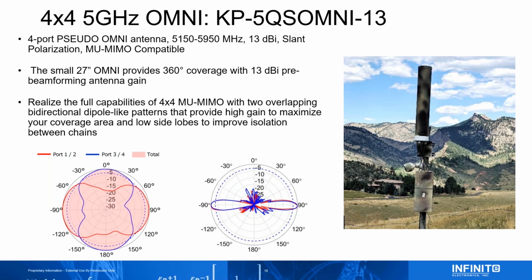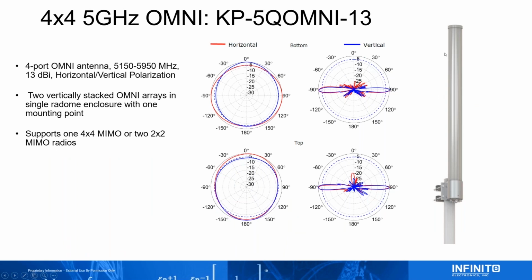Now, we did release in the meantime an antenna that we knew very well how to build. So we released this already. It's in stock. This is a 4-port 5 gigahertz Omni, but it's H and V polarization. Same game, 13 dBi. But what we did here was we vertically stacked 2 Omni arrays in a single radome enclosure, so it has the 1 mounting point, but the 4 ports.